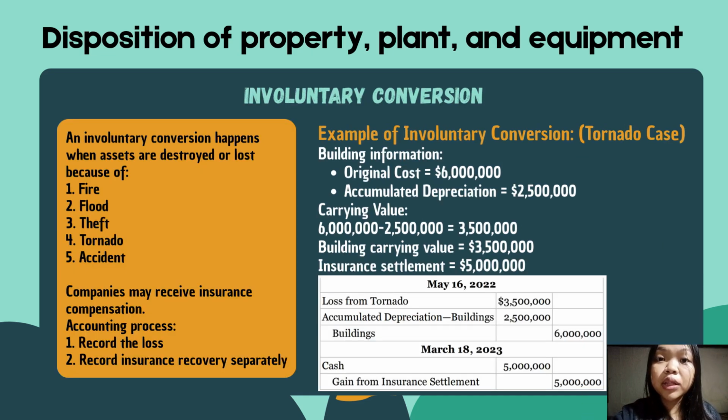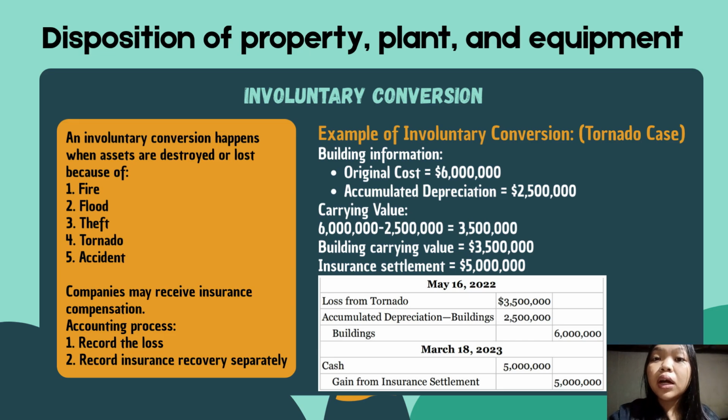Next, we will discuss involuntary conversion. Involuntary conversion happens when assets are lost or destroyed because of unexpected events such as fire, flood, theft, tornado, and accident. In many cases, companies receive compensation from insurance companies. The accounting process has two steps. First is to record the loss, and the second one is to record the insurance recovery separately.